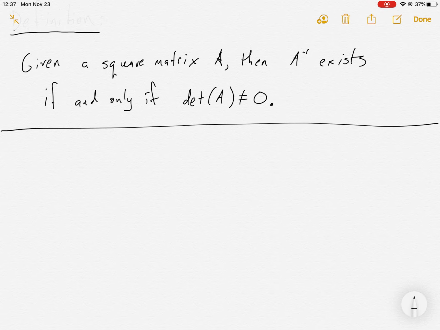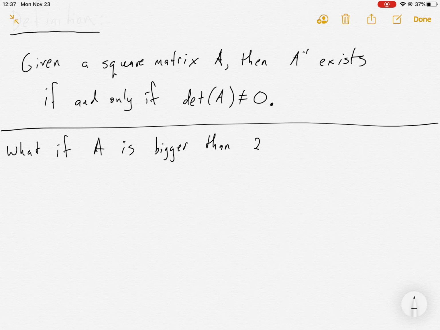So here are a couple of definitions, and it has to do with determinants. We found the determinant for a 2 by 2. What if A is bigger than 2 by 2? It's not so simple. We don't have these nice, easy formulas. So here, we're going to define minors and cofactors.